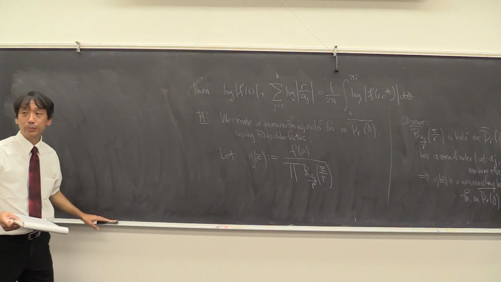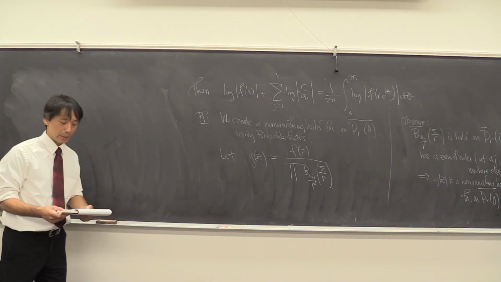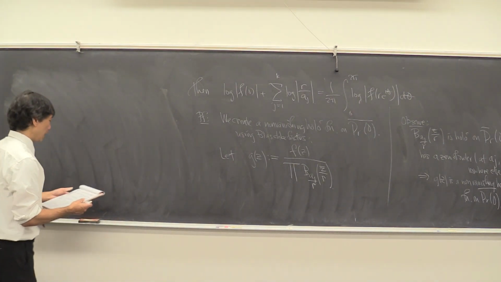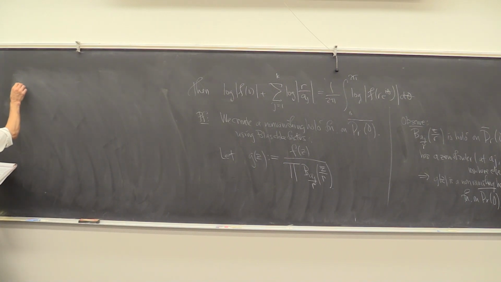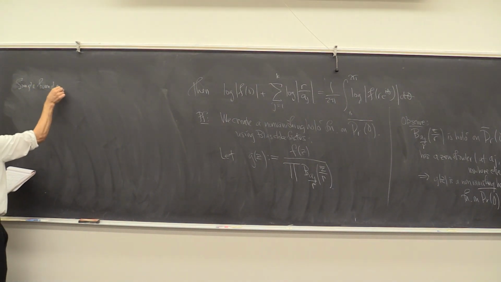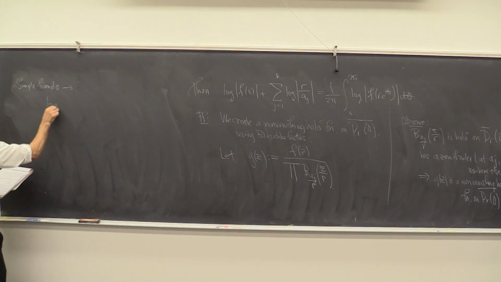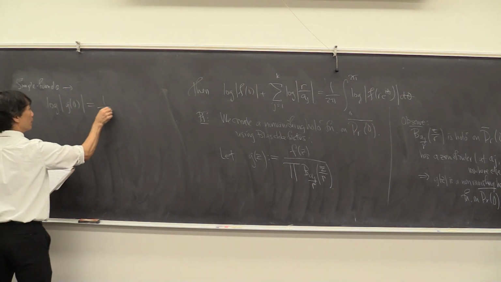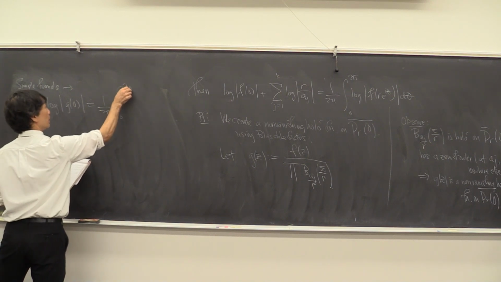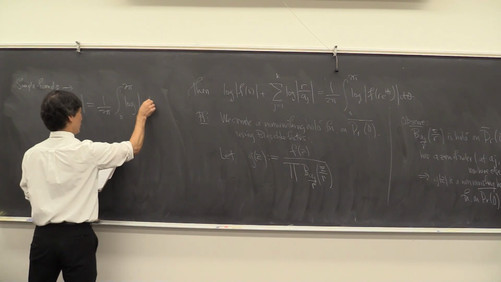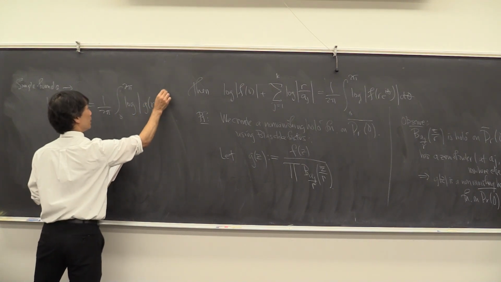Okay, so now it's pretty straightforward. We just apply the Bailey formula to this G, right? So the simple formula gives us that the log of the absolute value of G at 0 is equal to 1 over 2π, the integral of log of the absolute value of G(re^(iθ)) dθ.